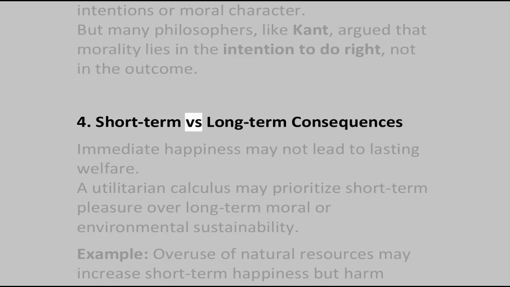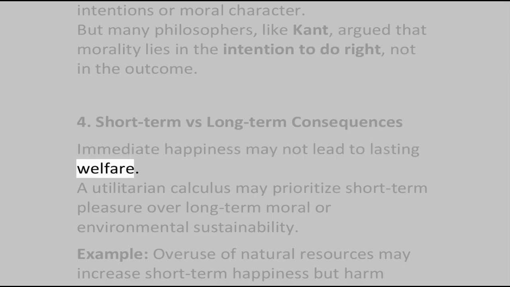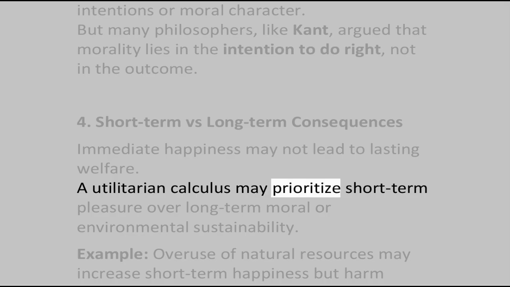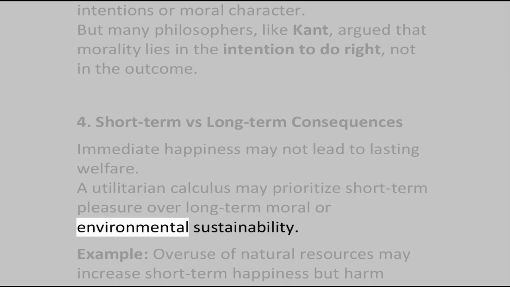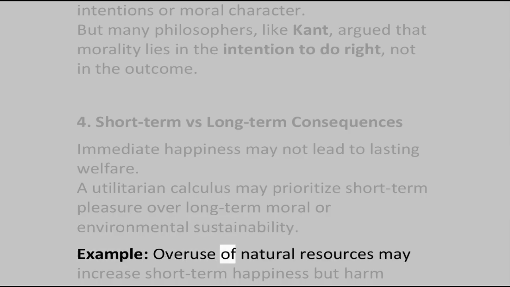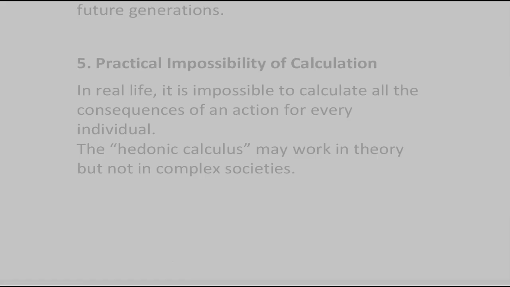4. Short-term versus long-term consequences. Immediate happiness may not lead to lasting welfare. A utilitarian calculus may prioritize short-term pleasure over long-term moral or environmental sustainability. Example: overuse of natural resources may increase short-term happiness but harm future generations.